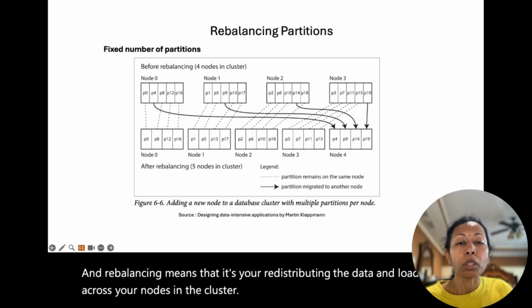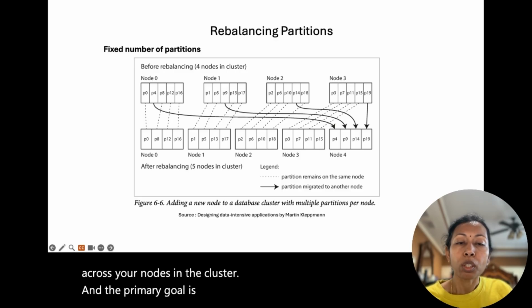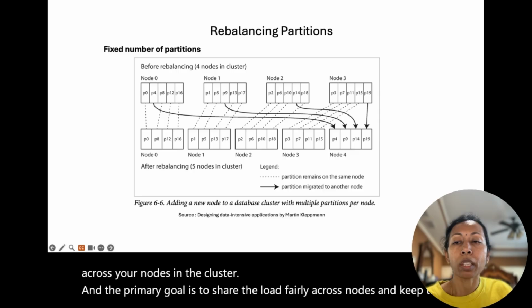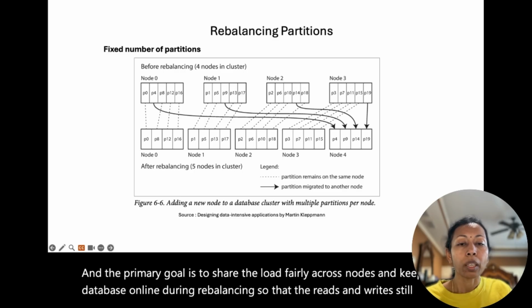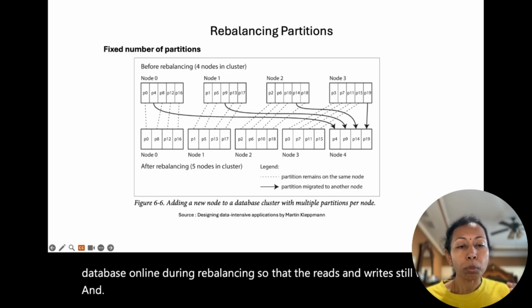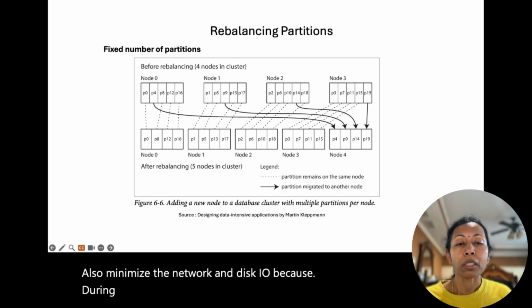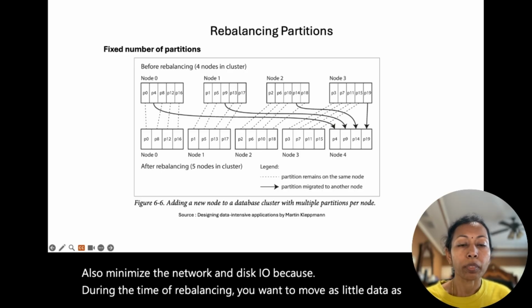And the primary goal is to share the load fairly across nodes and keep the database online during rebalancing so that the reads and writes still work, and also minimize the network and disk IO, because during the time of rebalancing you want to move as little data as possible.